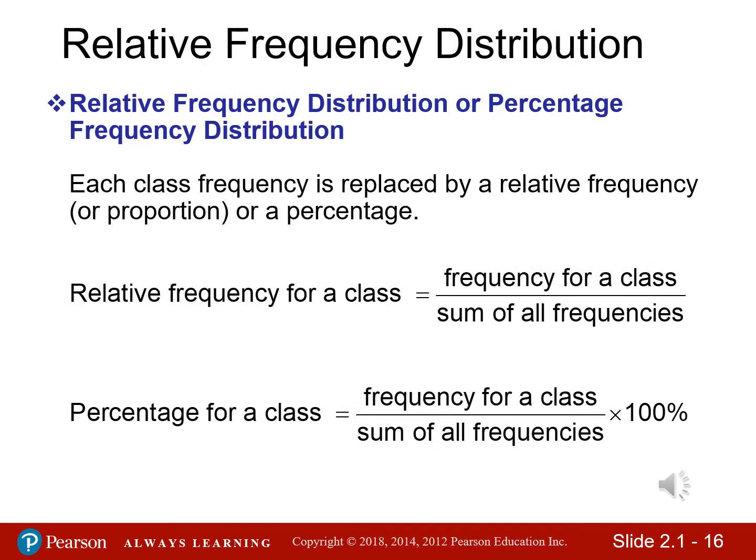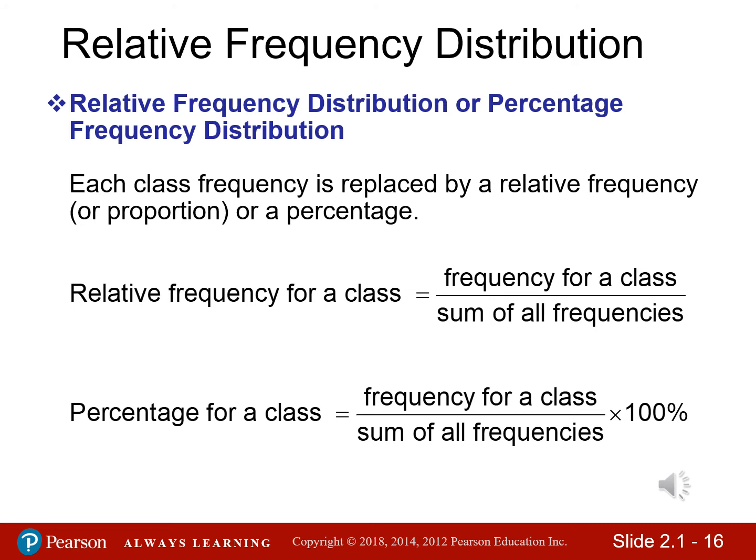A relative frequency distribution or a percentage frequency distribution is a different type of frequency distribution. With a relative frequency distribution, we aren't interested in the counts of each class, but instead we're interested in the percentage of observations in each class. And so each class frequency is replaced by a relative frequency or a percentage. A relative frequency is calculated by dividing the frequency of a class by the sum of all frequencies. We can convert the proportion to a percentage by simply multiplying the proportion by 100%.